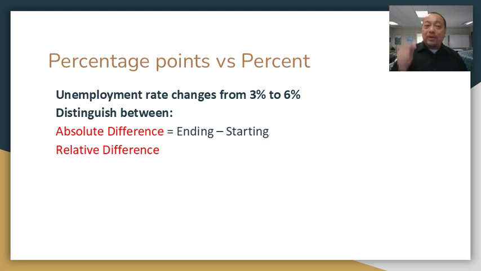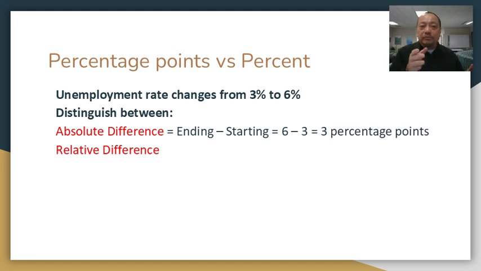To avoid confusion, people distinguish between two things, the absolute difference and the relative difference. If you just subtract ending value minus starting value, that's the absolute difference. Here is 6 minus 3 equals 3. 3 what? We know it's not 3%. So this is what people call it. That absolute difference is said to equal 3 percentage points.